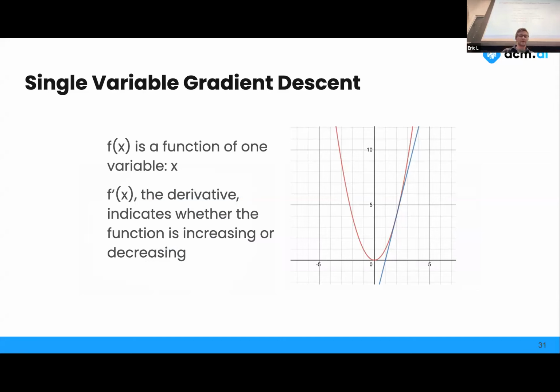In a single variable case, f of x is a one variable function, and f prime of x, the derivative, indicates whether the function is increasing or decreasing. And with that information, we can sort out where the global minimum is. I'm sure you've all done that in either AP Calculus or 31A or B.